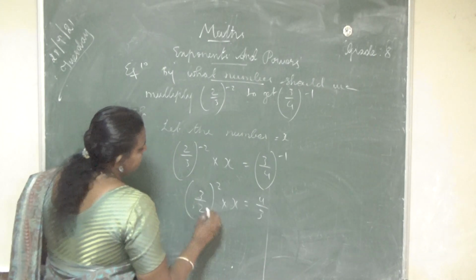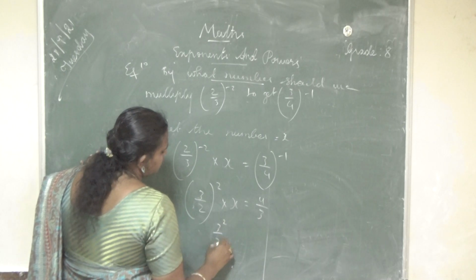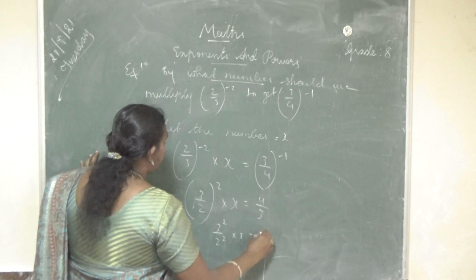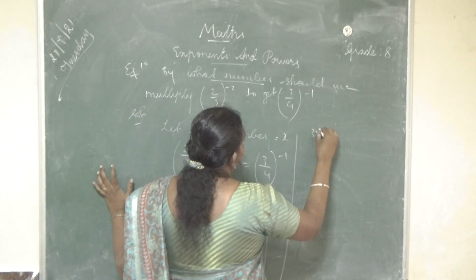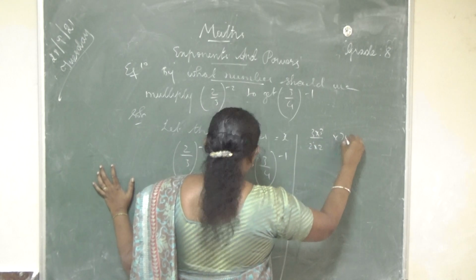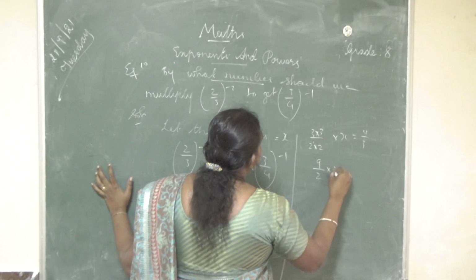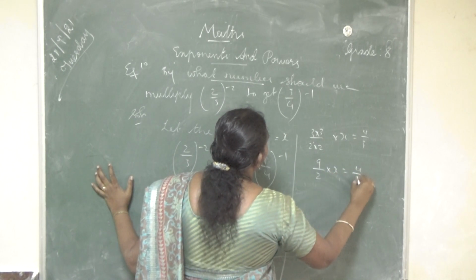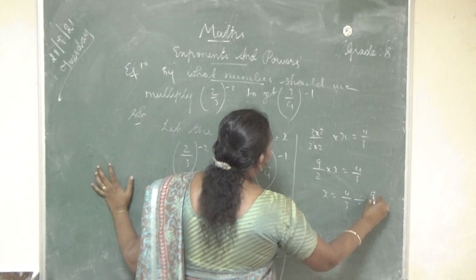So, 3 by 2 the whole square means 3 square by 2 square into x is equal to 4 by 3. 3 square means 3 into 3, sorry, 2 into 2 into x is equal to 4 by 3. 9 by 4 into x is equal to 4 by 3.